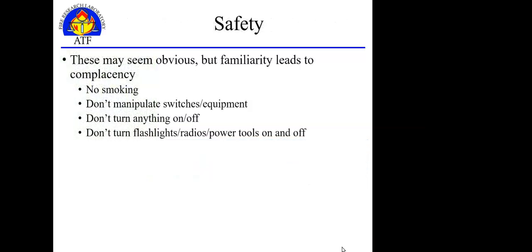All right, so from a safety standpoint, don't smoke around a potential gas explosion scene. Don't manipulate switches or equipment. Don't turn anything on and off. Don't operate flashlights, radios, power tools, stuff like that. If you have to, turn your flashlights on outside and then walk in. That way you're not flipping a switch and causing a spark that's going to ignite that gas.